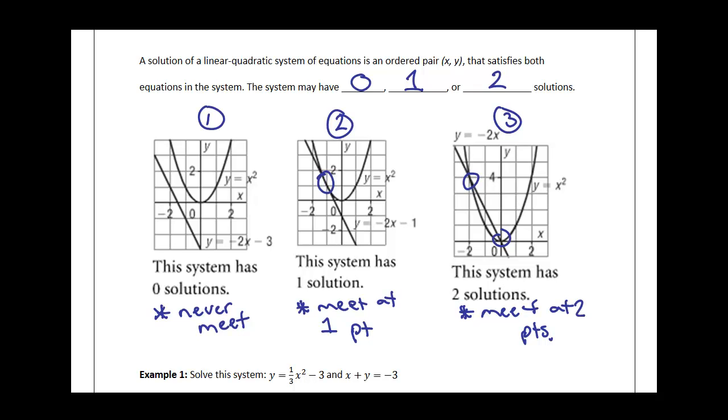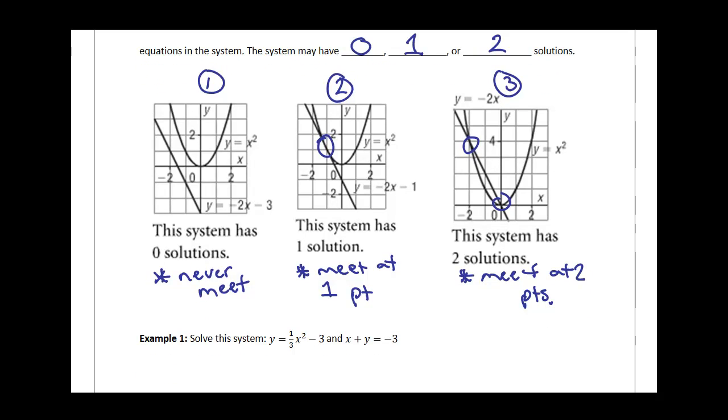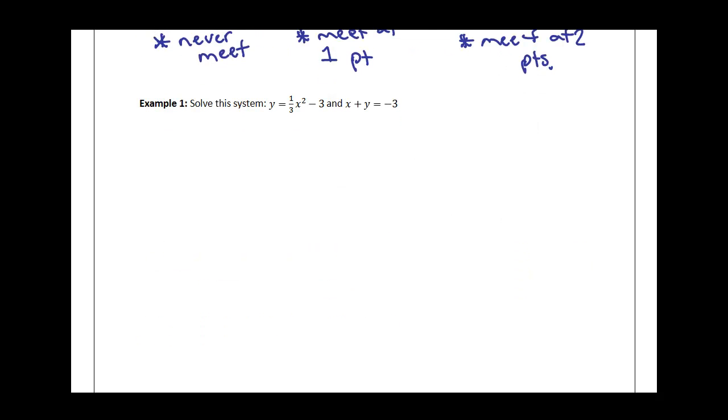So these are the three scenarios that we might see when we go ahead and solve algebraically our systems of equations. So let's look at an example. Solve this system: y = 1/3 x² − 3 and x + y = −3. So in order to solve a system of linear quadratic equations, we need to find the coordinate pairs (x, y) that satisfy both equations. Now, like we said, there might be 0, 1, or 2 coordinate pairs.